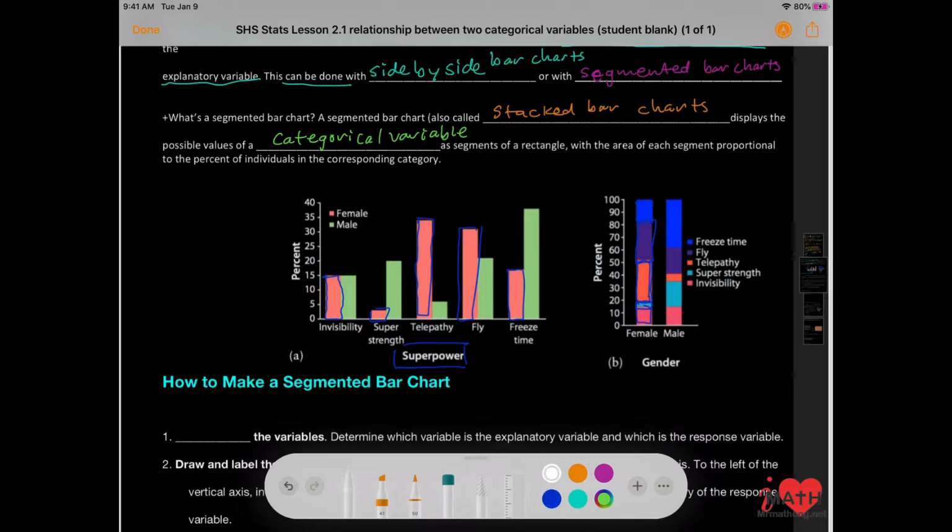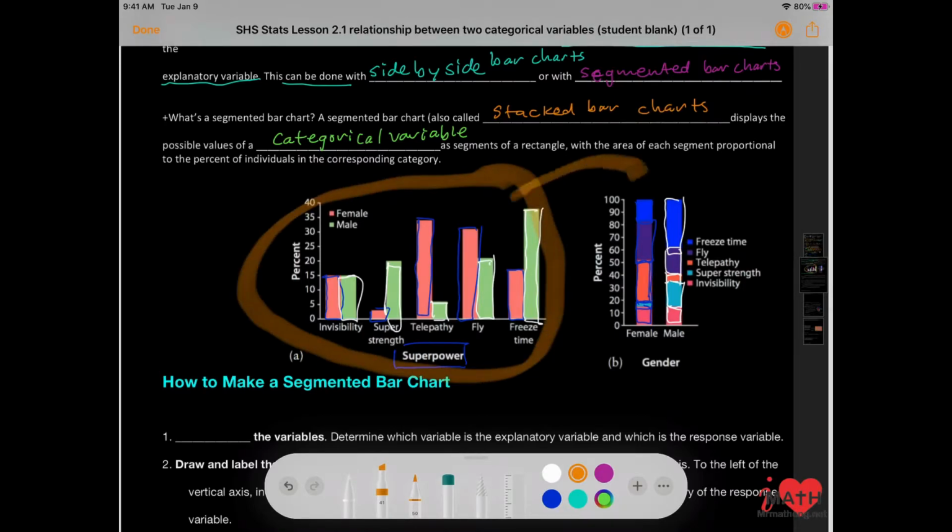And then on this side, the males, invisibility, and then super strength. I guess you get the idea, we're just stacking them. It kind of looks like a parallel box plot, but remember, those are with quantitative data. And then our freeze time. So basically we're going from this side over to this side.